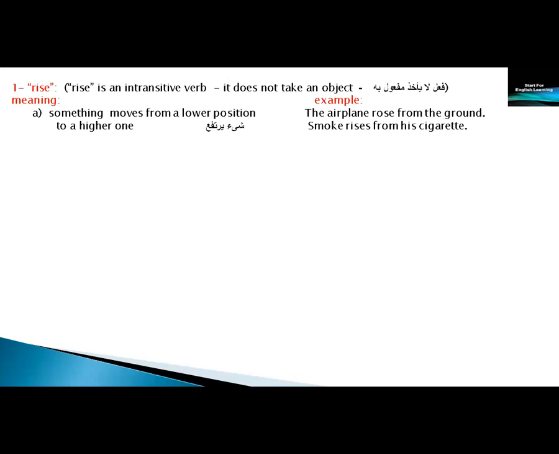One, rise. Rise is an intransitive verb. It does not take an object. Meaning, A, something moves from a lower position to a higher one. Example, the airplane rose from the ground. Smoke rises from his cigarette.